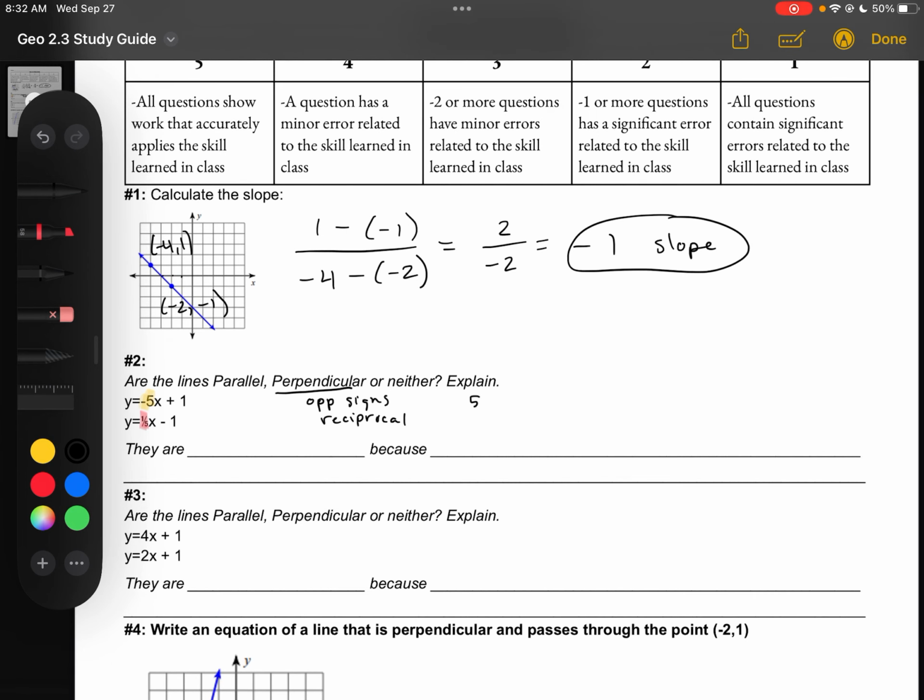So if we are comparing 5, which is 5/1, to -1/5, we're going to see we do have opposite signs and they are reciprocals. So we can say that they are perpendicular because opposite signs and reciprocal.